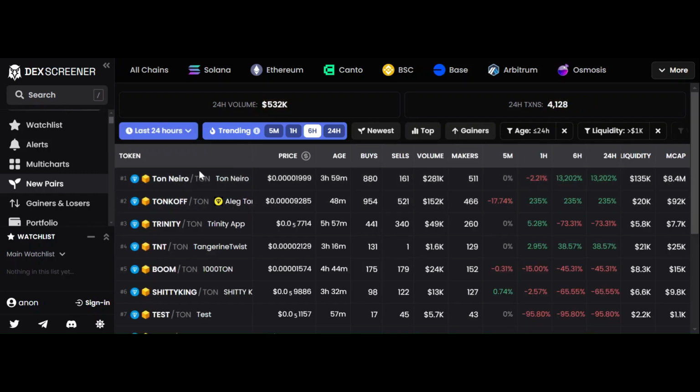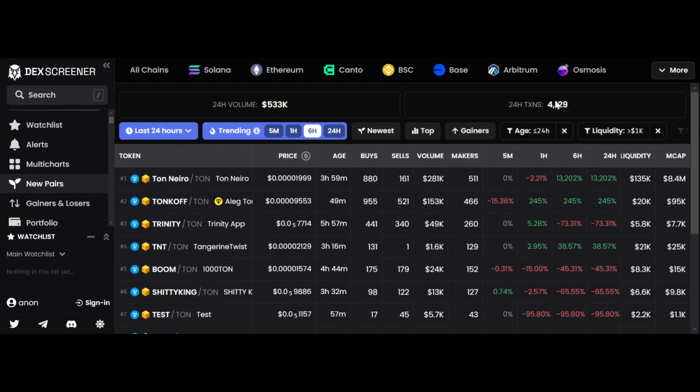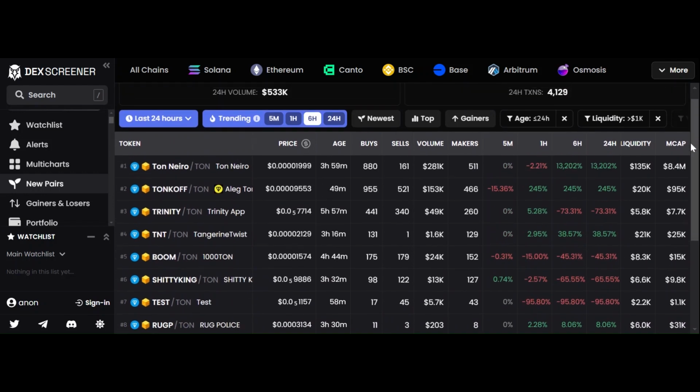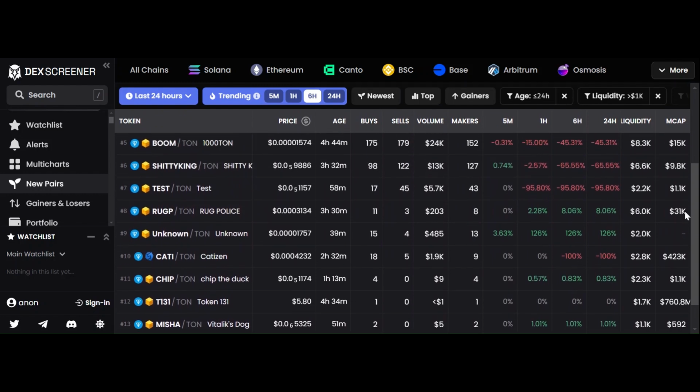And then it only shows me coins on the Ton blockchain, the Ton ecosystem, right? So the information here has changed from all chains to only Ton. And so this page is now displaying information for only tokens on Ton.